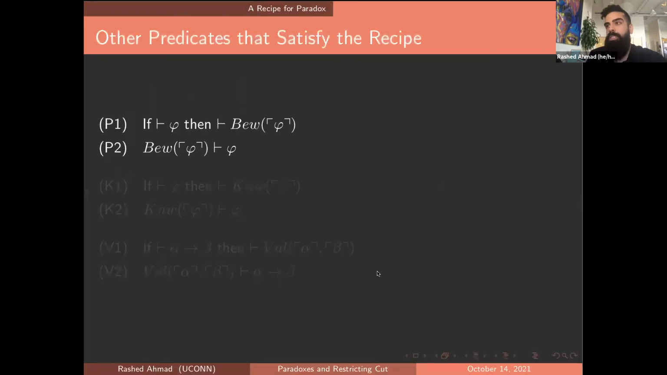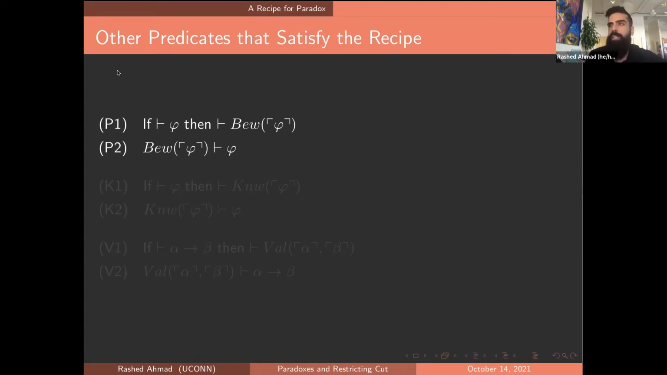But what the recipe shows is that the truth predicate is not the only predicate that can be problematic, because a lot of other predicates would fill out the ingredients of the recipe. For example, the provability predicate seems natural: if we can prove phi, then it is fair to say that phi is provable. And phi is provable entails that phi is the case.